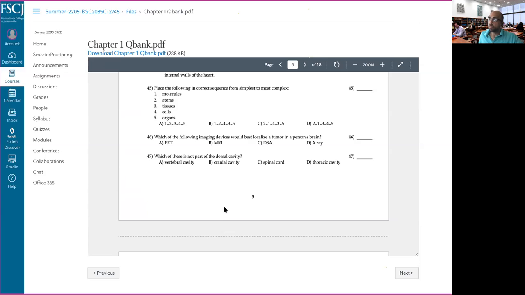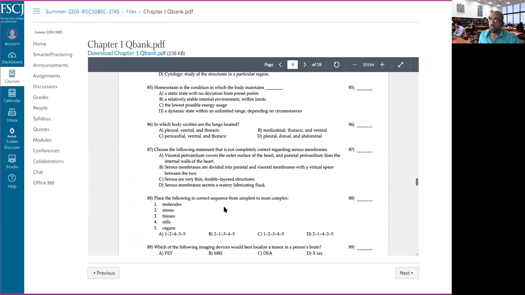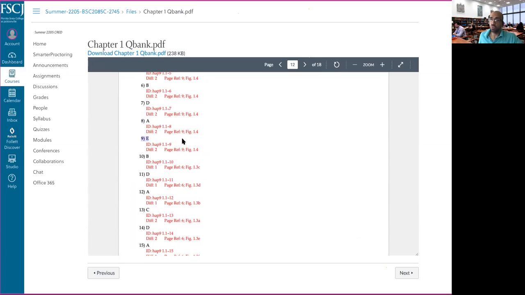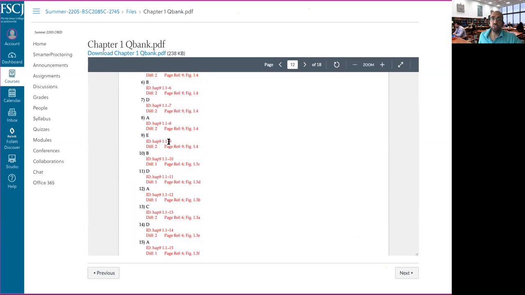When I'm done answering those questions, if you keep scrolling all the way to the end of the document, you will find the answer key for each of the questions and the reference page. But this reference page is only going to match the 9th edition of the textbook, not the 10th, not the 11th. This is the last time they gave a reference page for the Q bank. They didn't do it for the 10th edition, and they didn't do it for the 11th edition.